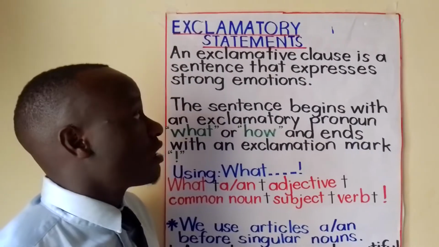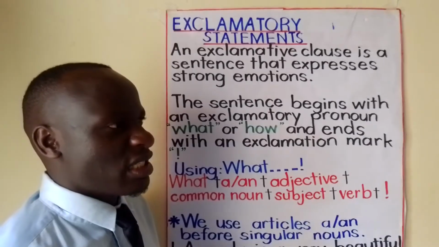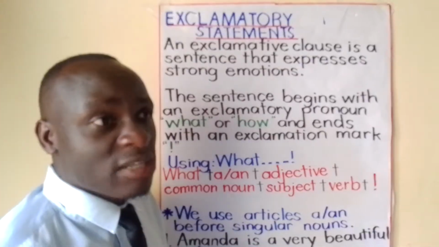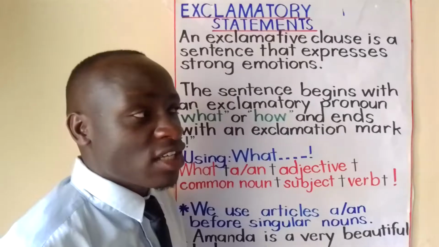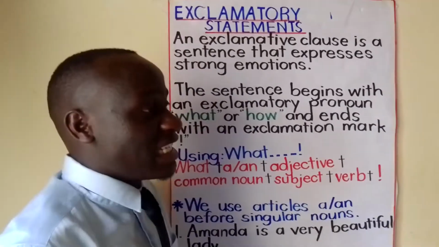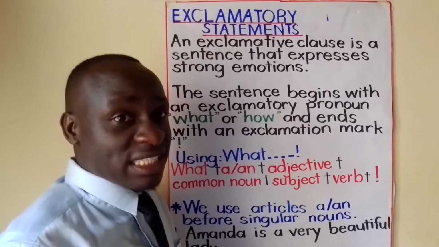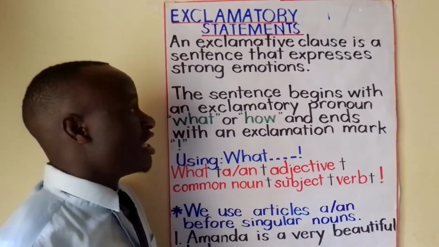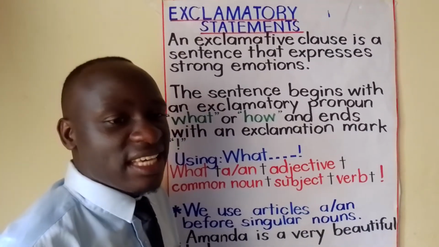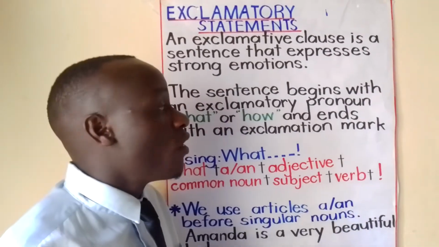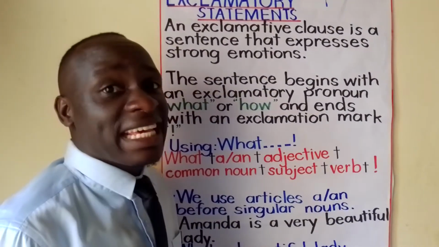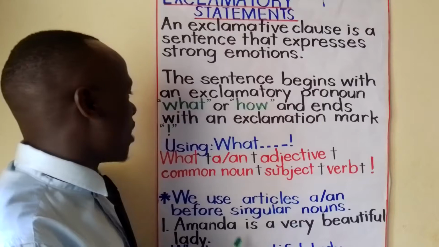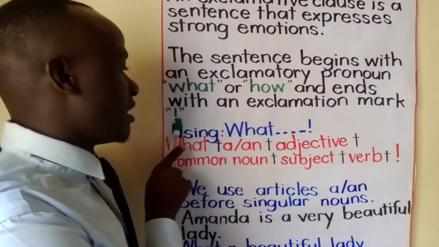First, we need to look at what an exclamative statement is. We have an exclamative clause as the sentence that expresses strong emotions of surprise, strong emotions of anger, or so on. But in this particular case, we are going to look at those that express strong emotions of surprise. The sentence begins with an exclamatory word, in this case either what or how, and it ends with an exclamation mark, or what we call an exclamation point. An exclamation mark is made in this particular way.